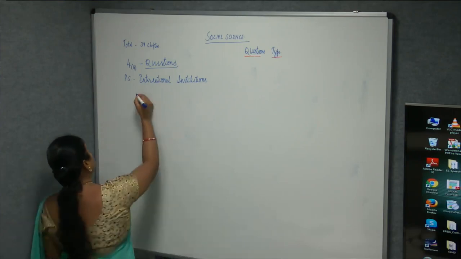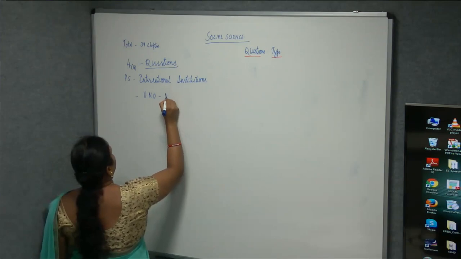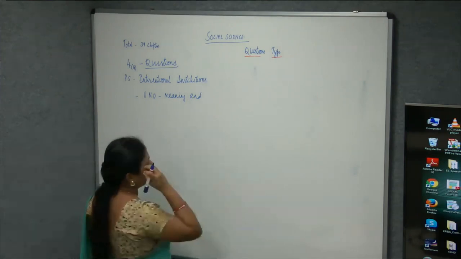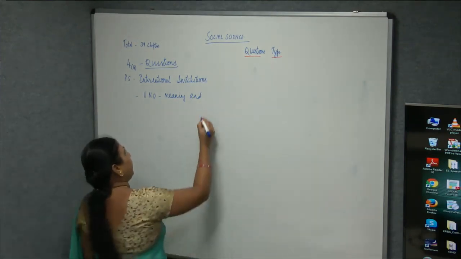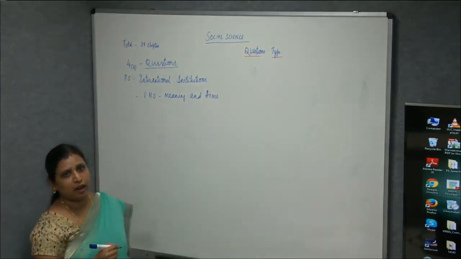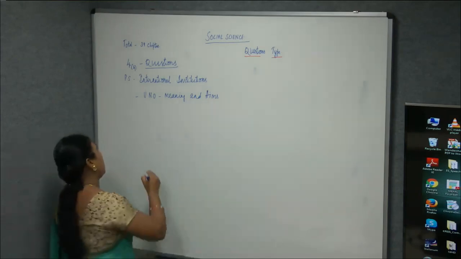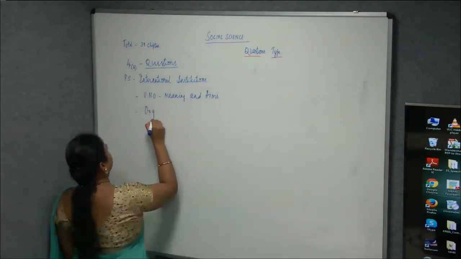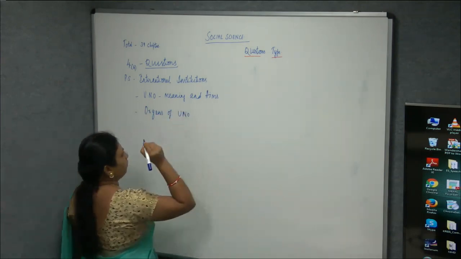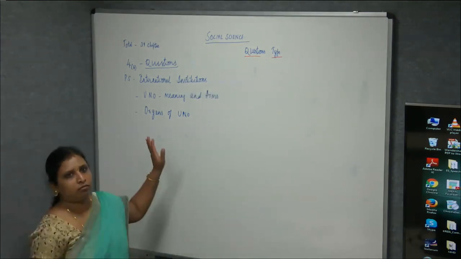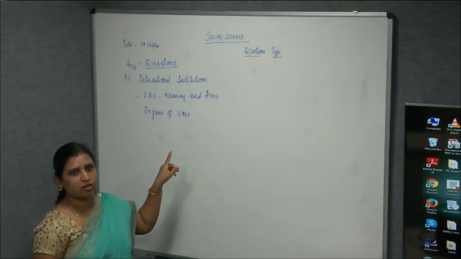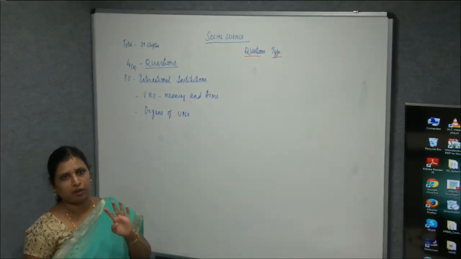First one is UNO meaning and aims of UNO. Then organs of UNO. They may ask, like, list the organs of UNO and explain any one. There are 6 organs, so if you explain one, you will be getting 4 marks.